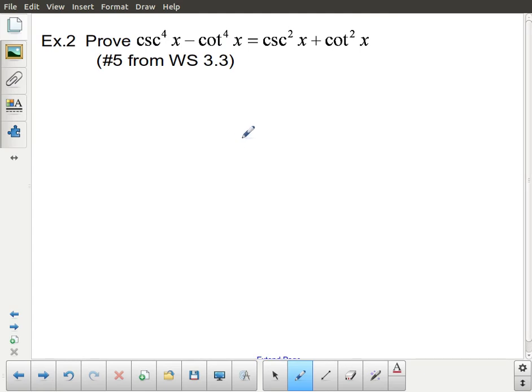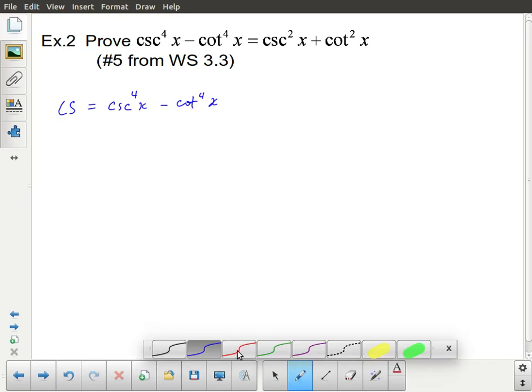Okay, this one's quite a bit more difficult. Taking a look at this, I think it just looks ugly no matter how you think about it. This is another one from our worksheet. Prove that cosecant to the fourth of x minus cotangent to the fourth of x equals cosecant squared of x plus cotangent squared of x. This just looks awful in general, but the left side has exponents of 4, which is worse than the exponents of 2. So I'm going to grit my teeth and at least take a look at the left side. Cosecant to the fourth of x minus cotangent to the fourth of x.